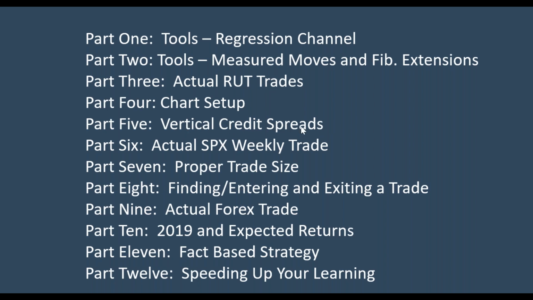I happen to think that vertical credit spreads are the absolute best way to trade. Because with a credit spread, you don't have to be right in the direction. The price can either go with you, sideways, or slightly against you, and you're still a winner. It's the most conservative way to bring in consistent monthly income.